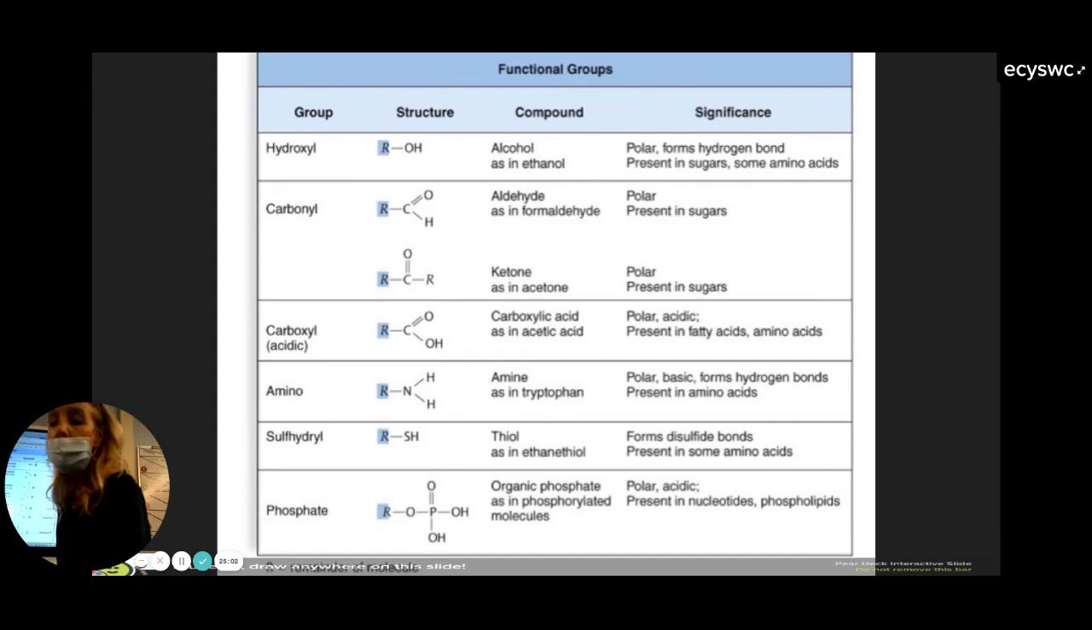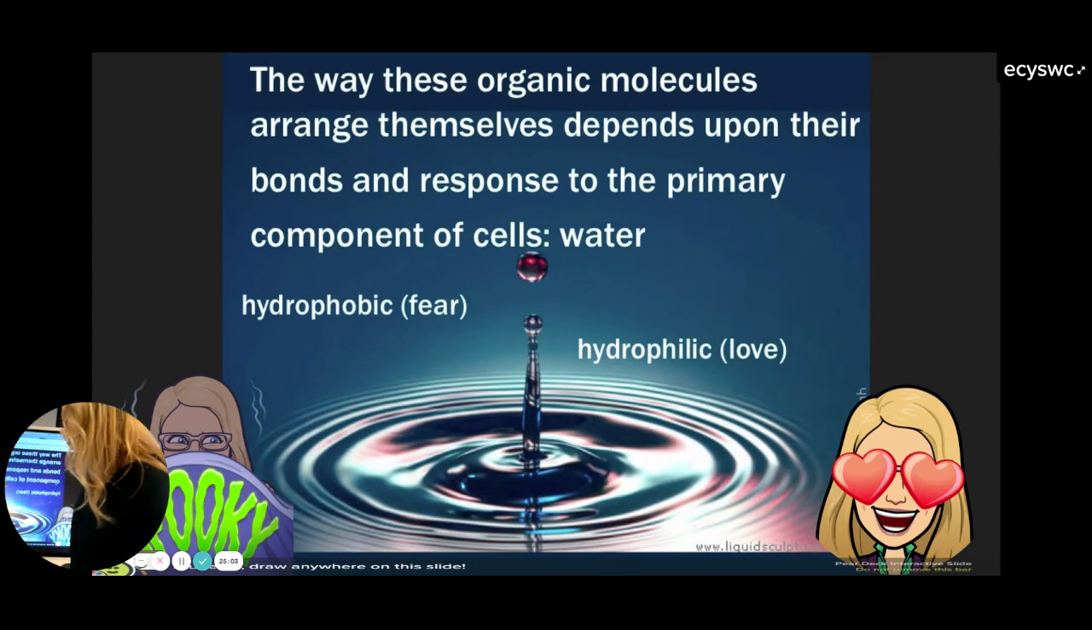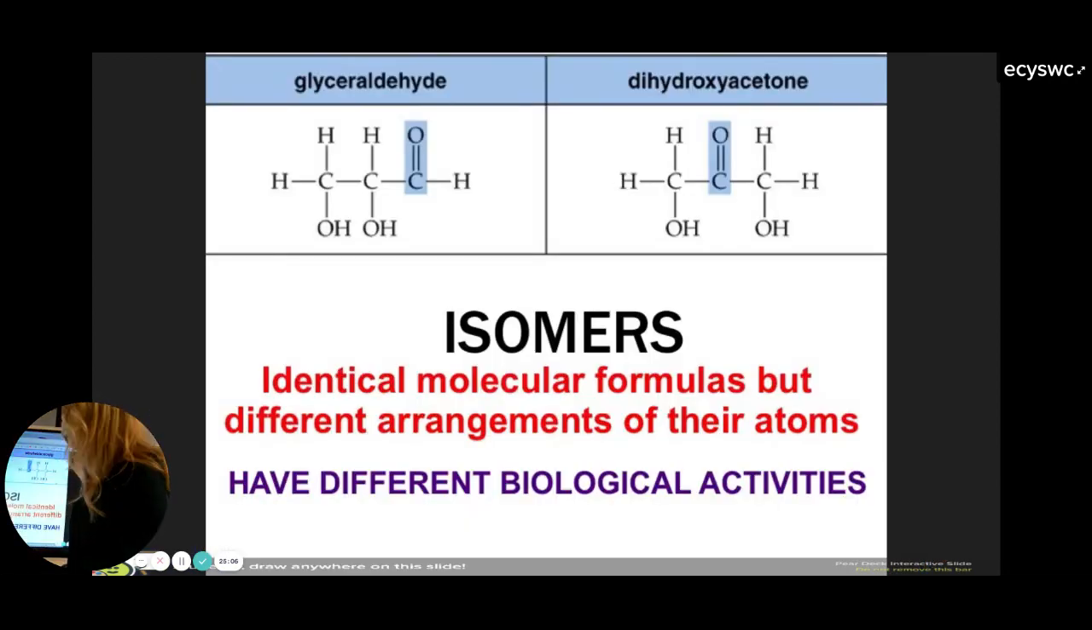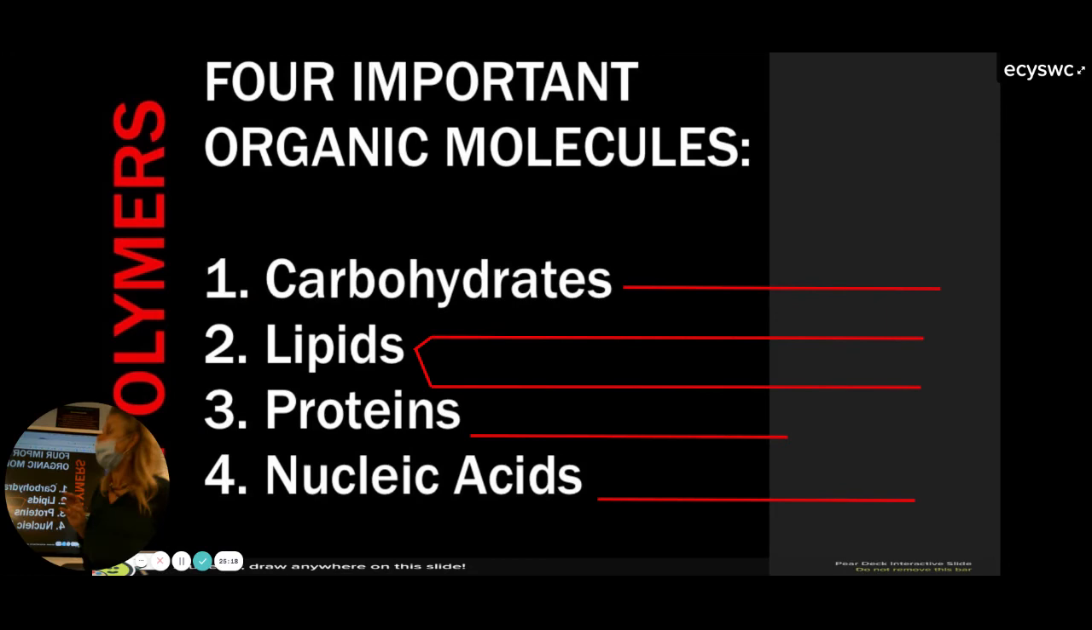All right. We need to review both hydrophilic and hydrophobic, which we already know. Okay. Isomers. When I say there is a C5 compound, is every C5 compound the same? No, it's the way they're arranged. All right. And then this brings us here, the 4 important organic molecules.